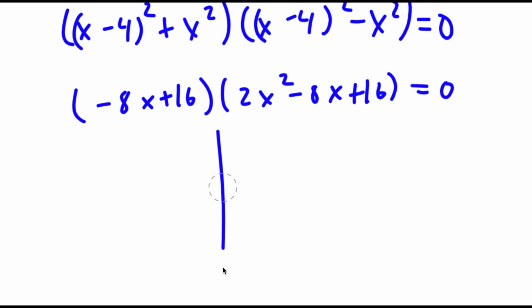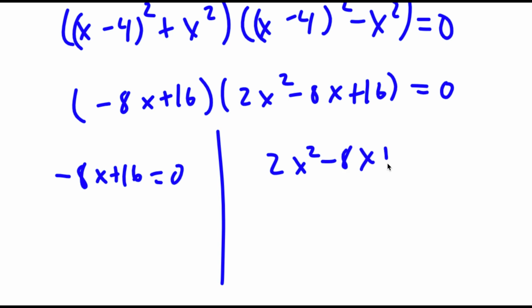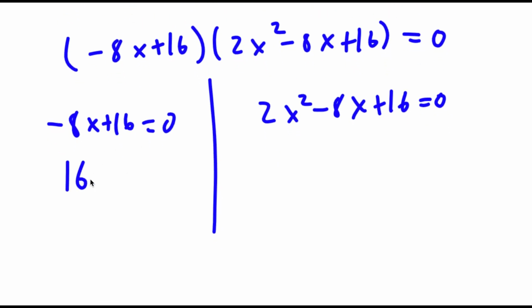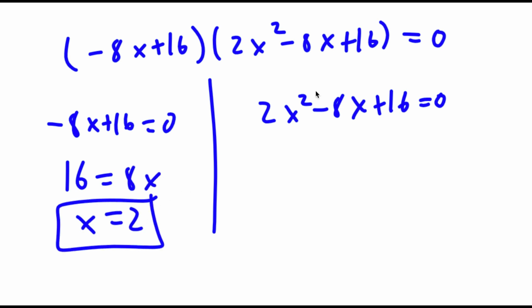So this gives me two equations. I have −8x + 16 = 0, and I have 2x^2 − 8x + 16 = 0. So for −8x + 16 = 0, I get 16 = 8x, meaning x = 2. So this is one solution. And for 2x^2 − 8x + 16, if I factor out 2, I get x^2 − 4x + 8 = 0.